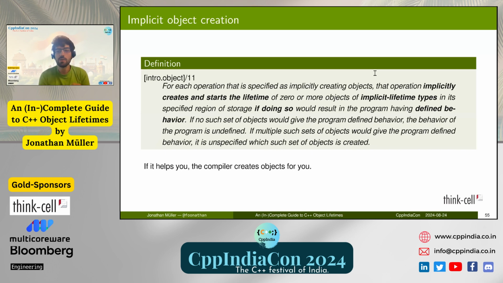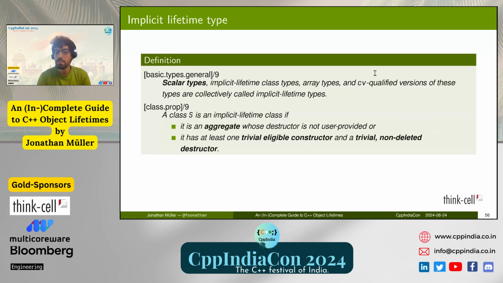The caveat here is the object has to be of implicit lifetime type. This is a lot of words to just say an implicit lifetime type is one with a constructor and destructor that do nothing. As we will see, it's really important. The compiler is not going to execute arbitrary side effects for you, right? So only if the constructor and destructor do nothing is it an implicit lifetime type, and then the compiler will implicitly create one.